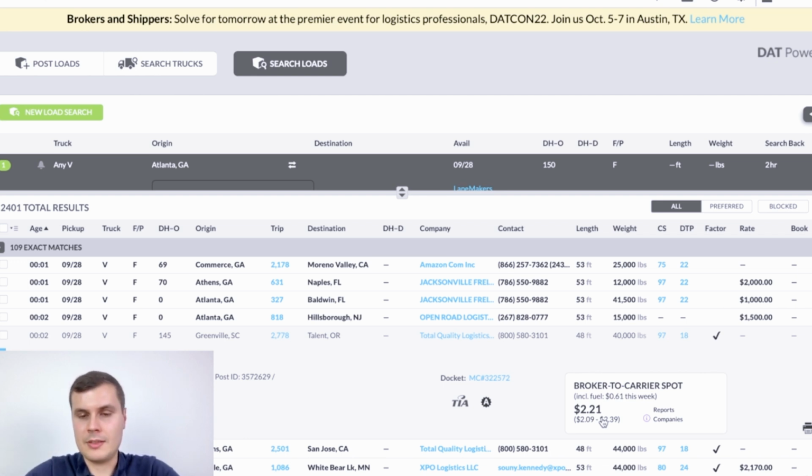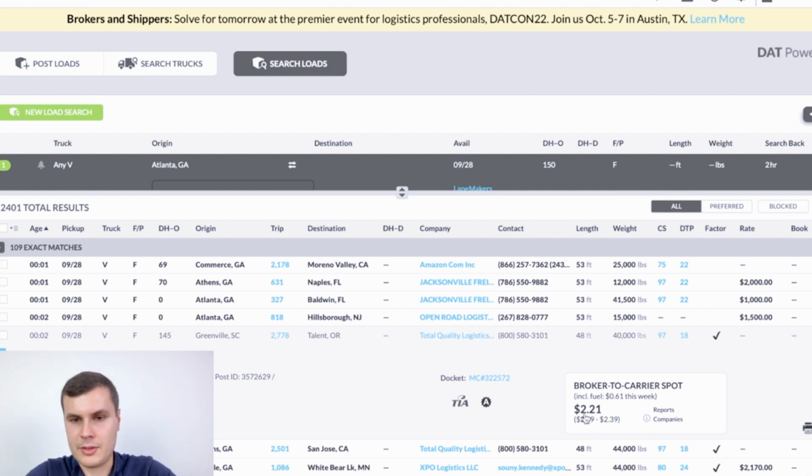Of course, these statistics are taken from historical values, so if in the past months they've been paying $2.21, it doesn't mean that today they're going to be paying $2.21, so the reality might be quite different, but this could be a foundation, a starting point for you to understand how much this load could be paying.